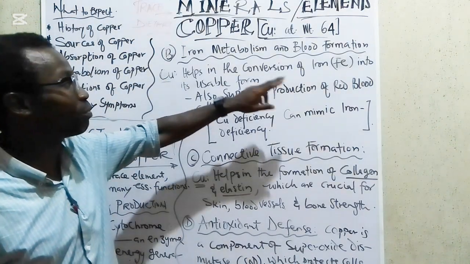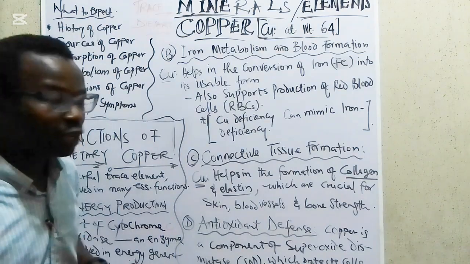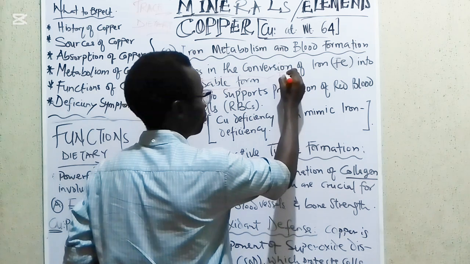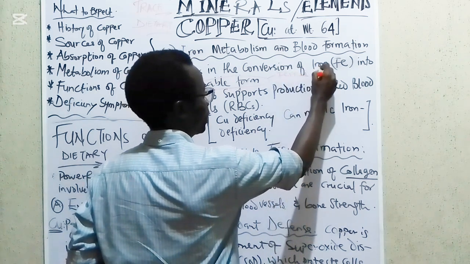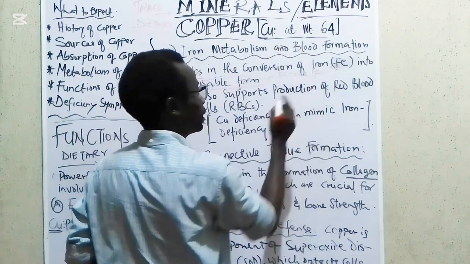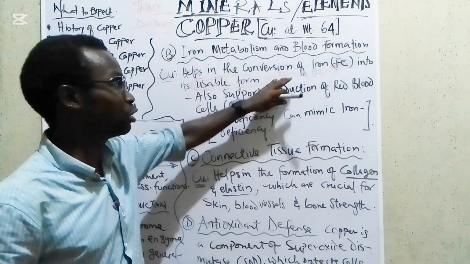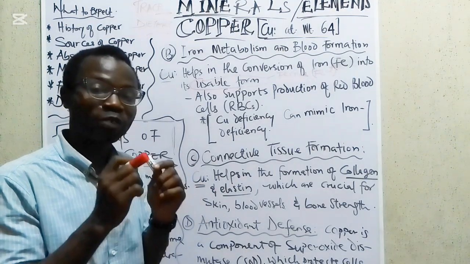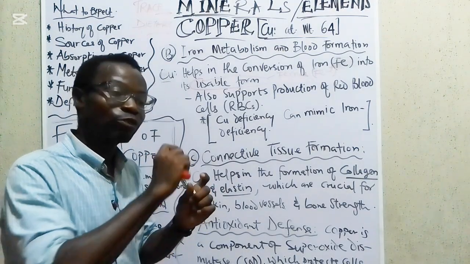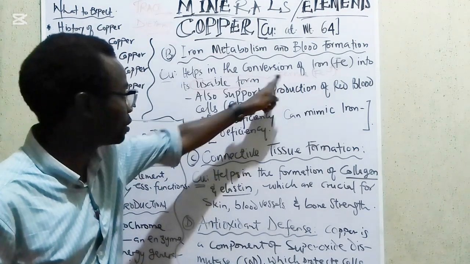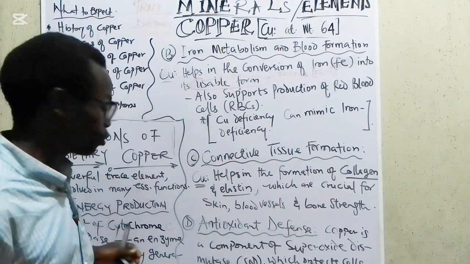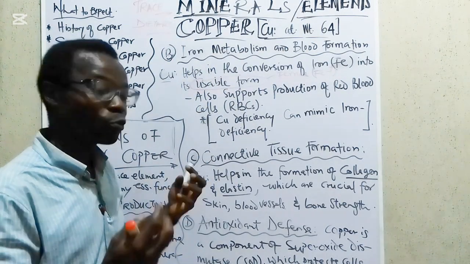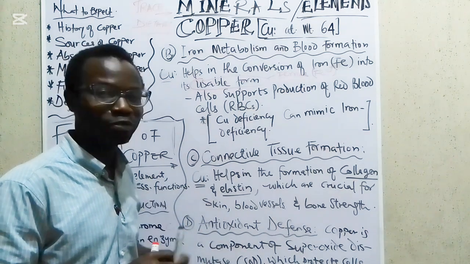Now, copper helps in the conversion of iron into usable form. The usable form of iron is ferrous, which is iron 2 plus. Now, this is the part in which the body uses it and then incorporates it into the formation of hemoglobin, which is a very crucial part of the red blood cells, and also transportation of oxygen. So here, oxygen for energy production, and also here. So when copper is deficient, weakness is part of the deficiency. We'll get to deficiency symptoms.